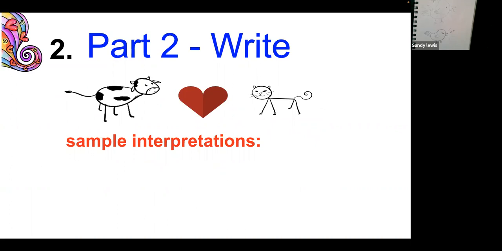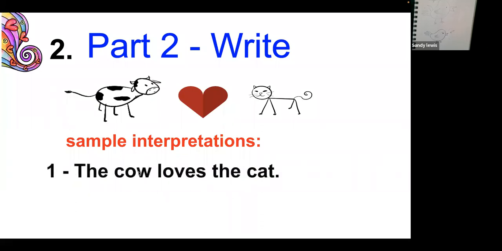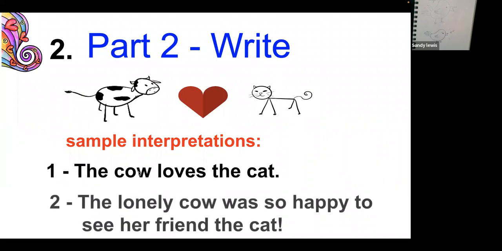The cow and the heart. And you'd say, okay, what do you think's going on? And I would keep reinforcing, I want to see what you can come up with for communication. That's what I want to see. So maybe the cow loves the cat. Could be. I click it. Okay, well, higher level. The lonely cow was so happy to see her friend, the cat.